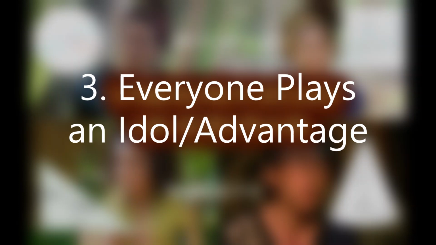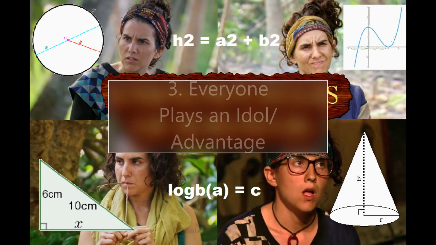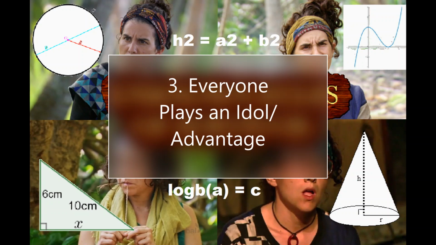So the next rule we're going to be talking about is everyone playing an idol or advantage within one tribal council and therefore everyone being immune. So within Survivor Game Changers we saw this nearly occur, where Sari was the only person eligible to receive votes and therefore went home by default, as all the other members left in the game were immune.